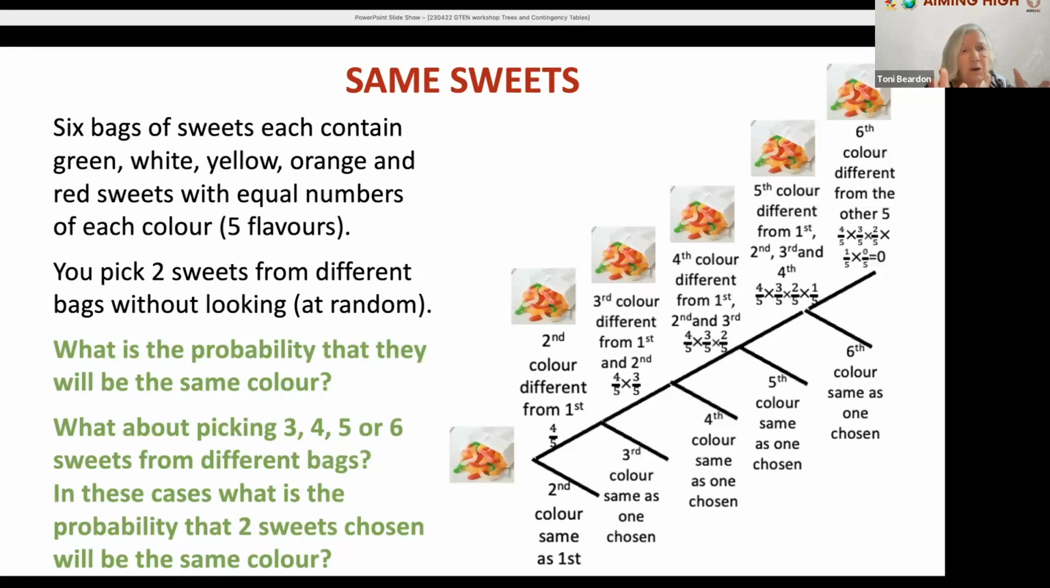So this question, what about picking 3, 4, 5, or 6 sweets from different bags? In these cases, what's the probability that 2 sweets chosen will be the same color? You just take 1 minus the probability that they're all different colors. And it's, you know, an echoing back to that Elise problem about the children in the families. And we're going to think about this method when we come on to the next one as well.